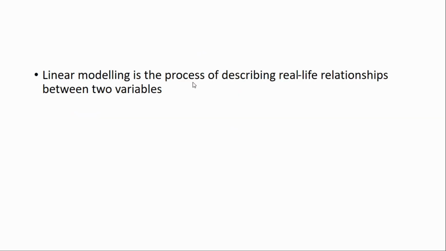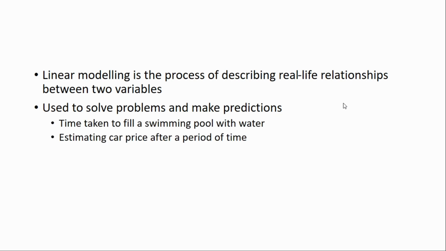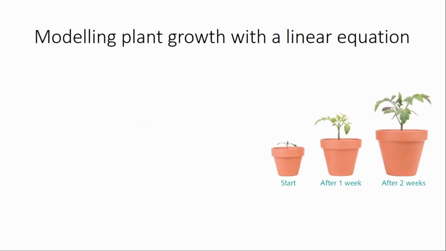Alright, so linear modeling is the process of describing real-life relationships between two variables. And this is often used to solve problems in the real world or make predictions. Some examples of these are the time taken to fill a swimming pool with water, estimating a car price after a period of time, or describing plant growth over time. So these are just a couple of examples. There are many more different ways linear models are used in the real world. So let's look a bit closer at plant growth.